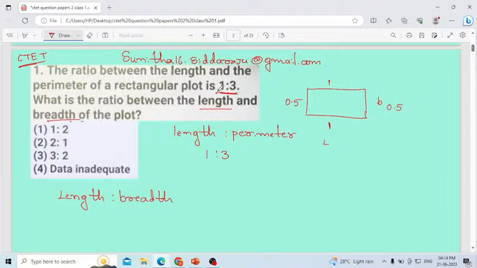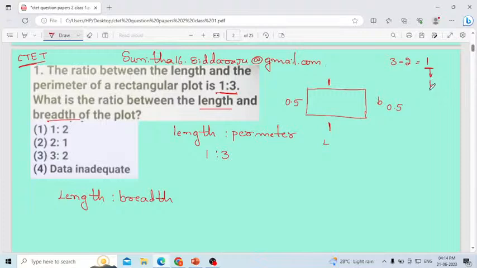Forget about the ratio. Consider the length is 1, and the opposite length is the same. Therefore this side is 1 centimeter, and this side is 1 centimeter. Then 1 plus 1 becomes 2. Your total perimeter is 3. Therefore 3 minus 2 becomes 1. Remaining 1 is there, no?